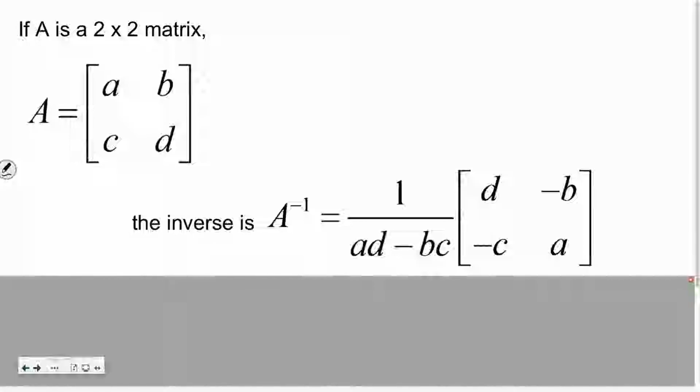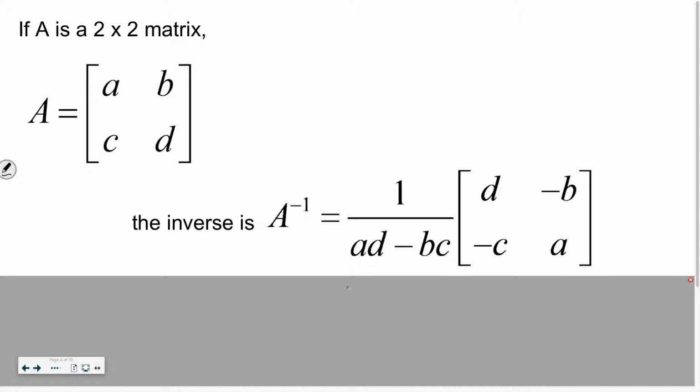And remember that negative 1 is just a notation for inverse. So there's sort of two things at play when you calculate a 2 by 2 inverse. One of them is that you're going to have a scalar out front. So that 1 over AD minus BC, that's the scalar that you're going to have to distribute into your inverse.